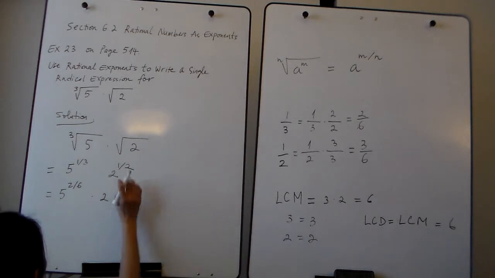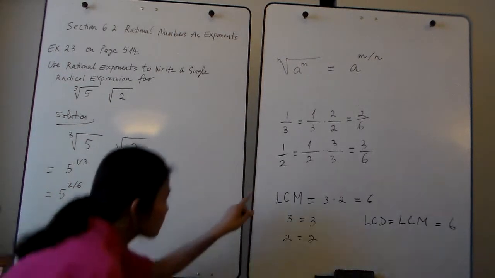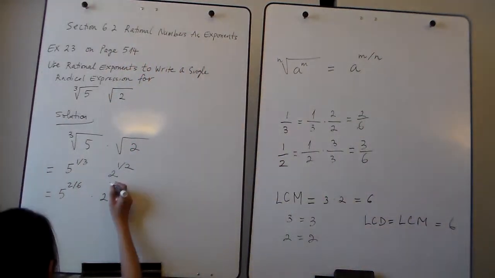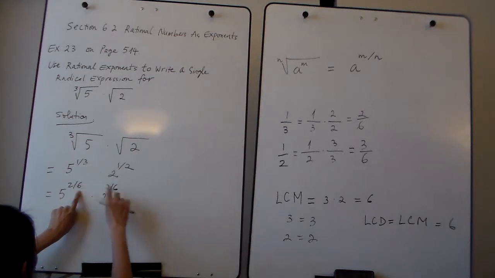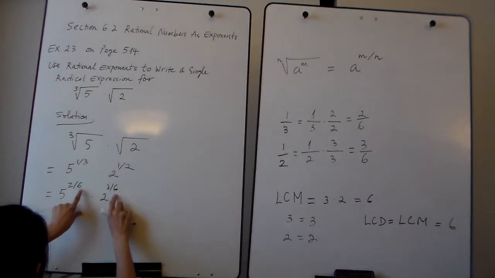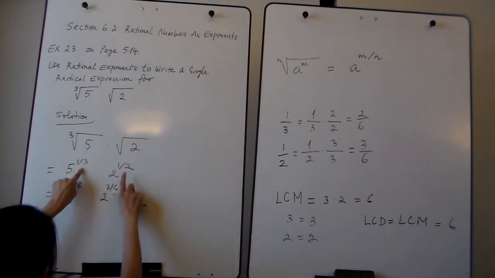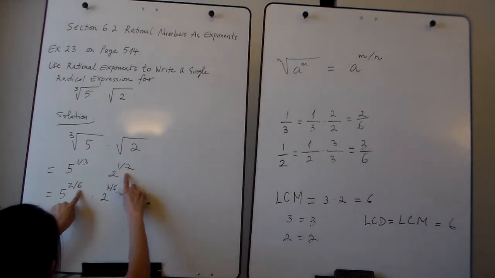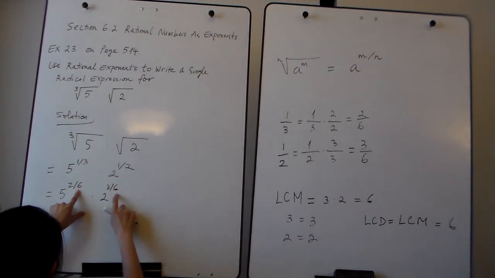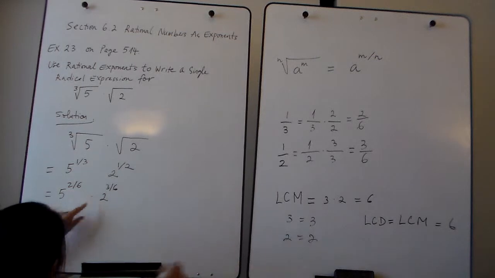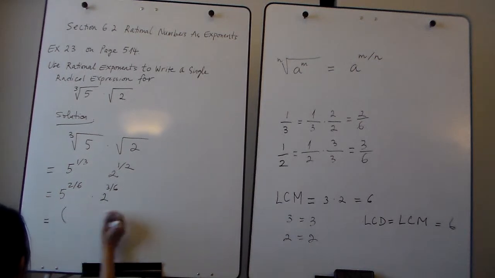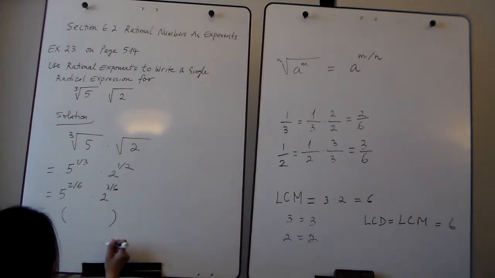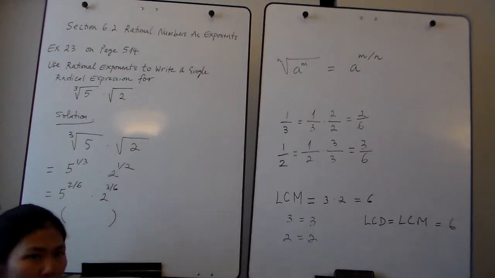Okay, times 2, 1/2 has the equivalent form 3/6. Again, my goal is to get the rational exponents with the same denominator. We want the same denominator. Did you see that we go from 1/3 and 1/2 to 2/6 and 3/6? And we have the same denominator now, 6, which is the LCD. Once you have that, you can combine the two exponent expressions using the laws of exponents.